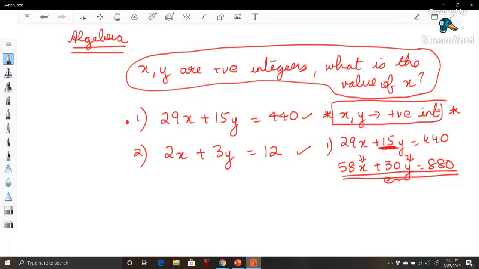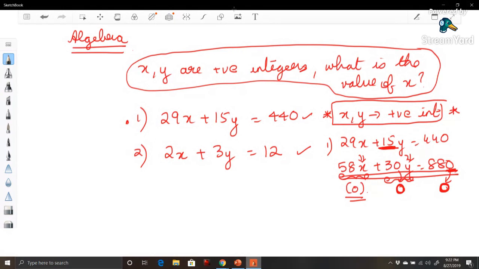So 30y, since y is an integer, will always end with 0. And 880, right, is a value which by default ends with 0. So the only way I can get an overall units digit of 0, if 30y gives me a 0, is that 58x also has to give me something ending with 0. So you see, I'm not letting go of that statement.